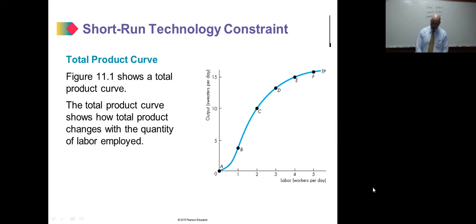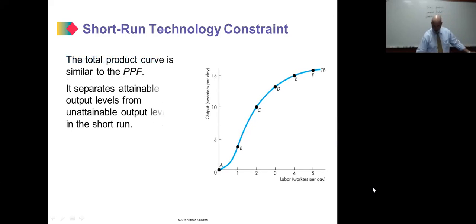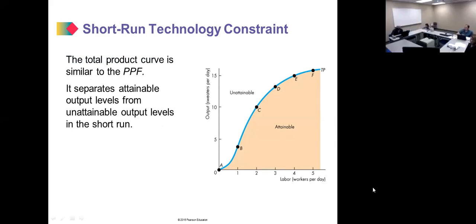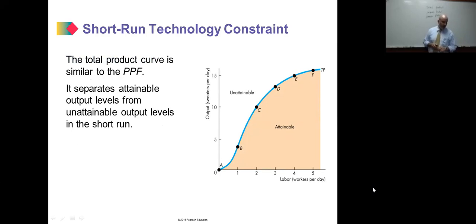And we see that as we look along the x-axis, as the number of labor units increases, again, output, sweaters per day, is starting to increase as well up to a certain point. The total product curve is going to be similar to the PPF. Who can recall what's the PPF? Production possibilities frontier. Good job.